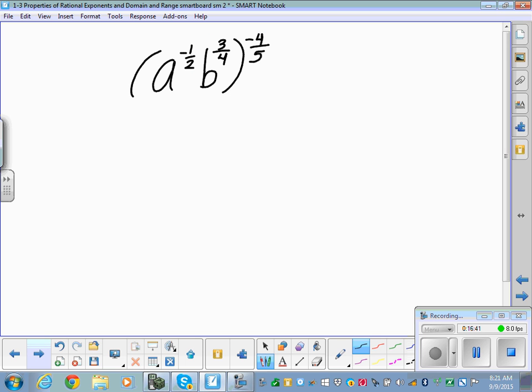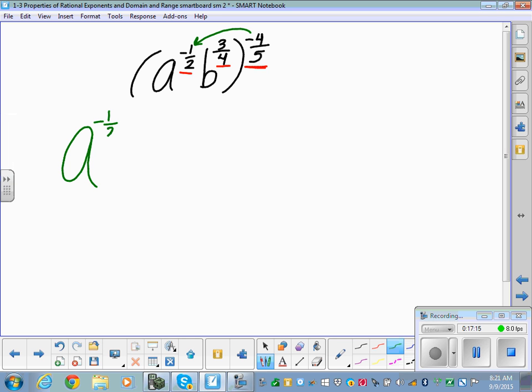Okay, last one. So we have a to the negative 1/2, b to the 3/4, all raised, since it's all in parentheses, all raised to the negative 4/5. I'll let you get that down. I'll read it again. A to the negative 1/2, b to the 3/4, all raised to the negative 4/5. Now we're raising a power to a power, and a power to a power again. So you multiply. So now we've got to go ahead and distribute that through. So we'll have a to the, now on your calculator, I'm going to just write this out.